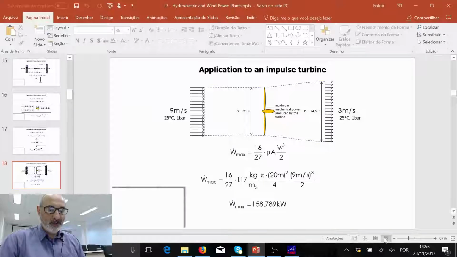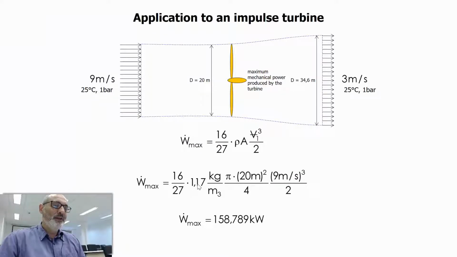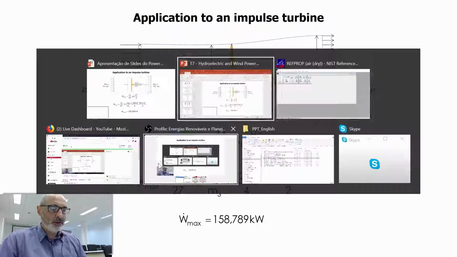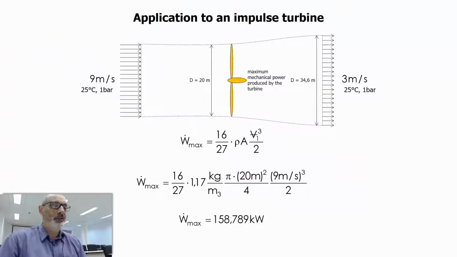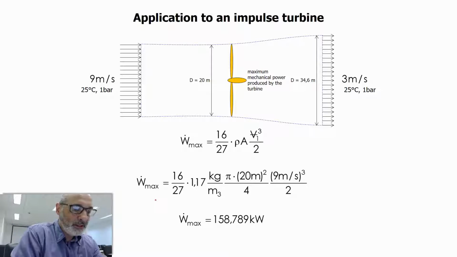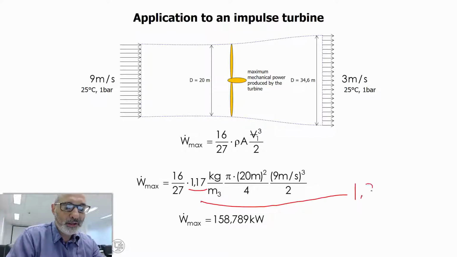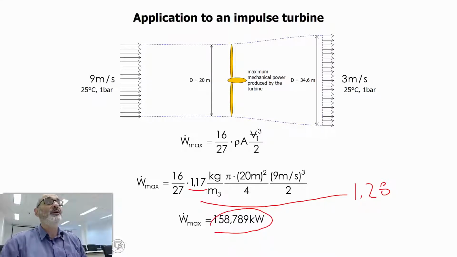So in these calculations, this number 1.17 is going to change to something like 1.28. So it's going to increase this power a little bit. So it's better to have lower temperatures because the density is higher. Okay? So that's an example of how these equations must be used.